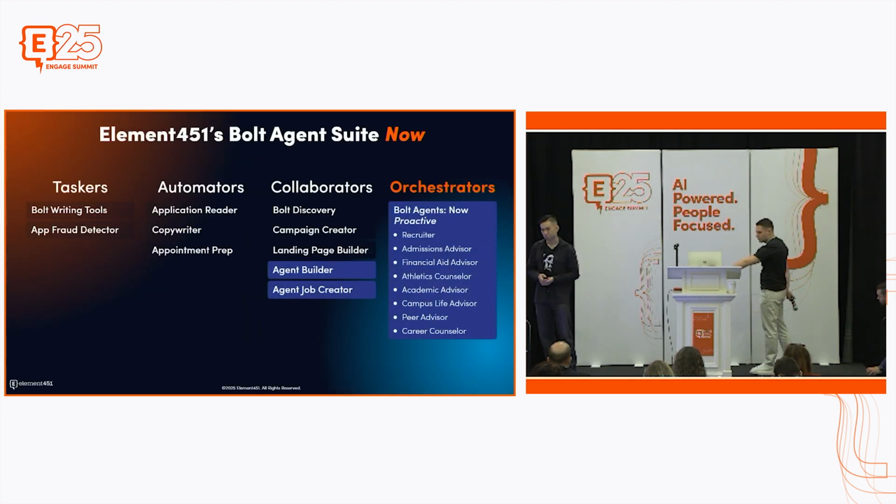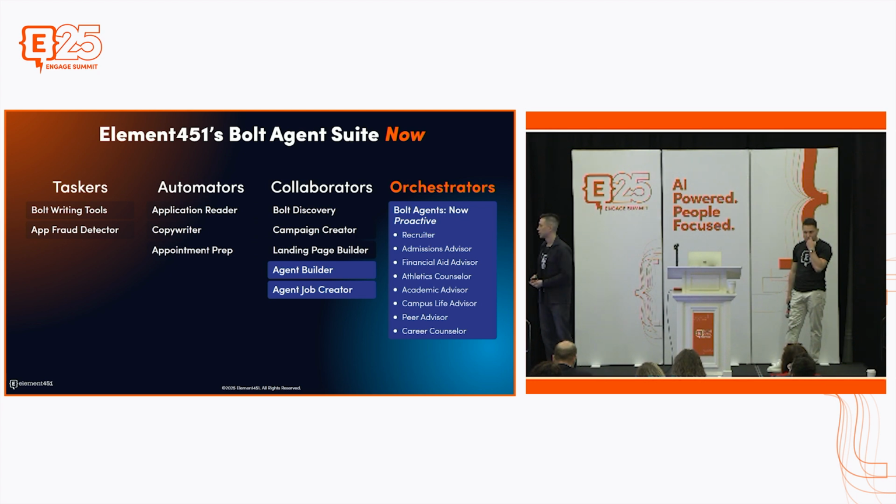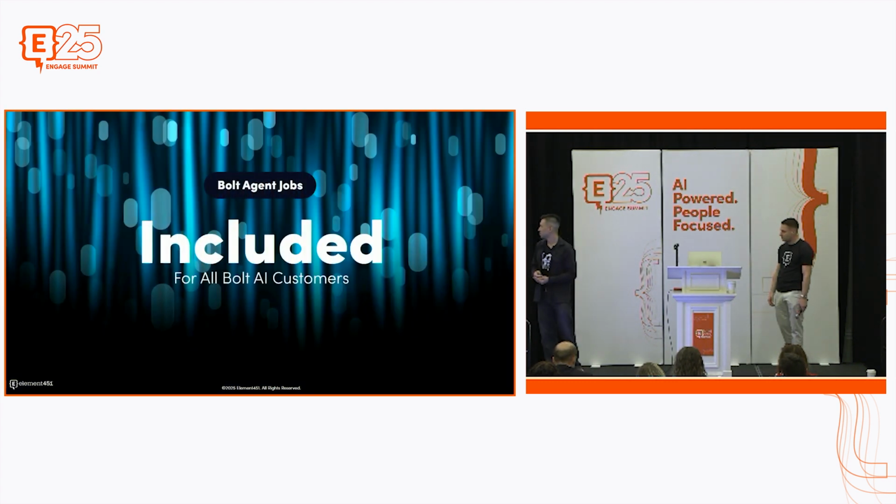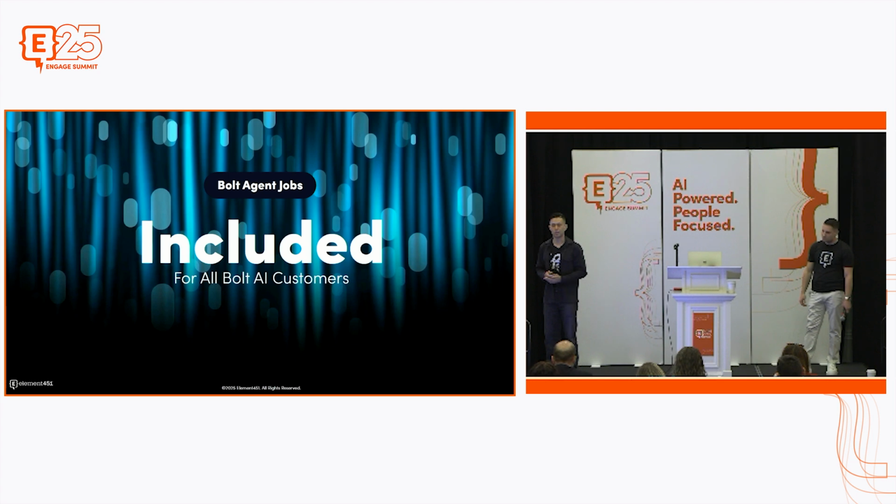And with that, Element's agent suite now covers that whole gamut of what AI agents can do. We have specialized agents in each of these categories, and with Bolt agent jobs, our Bolt agents are now proactive, and they now act as orchestrators. Now, as we mentioned, Bolt agent jobs is available for all current Bolt AI customers. So if you are a Bolt AI customer, you can see it now. If you're not, please talk to us, because we would love to help you get into the platform.